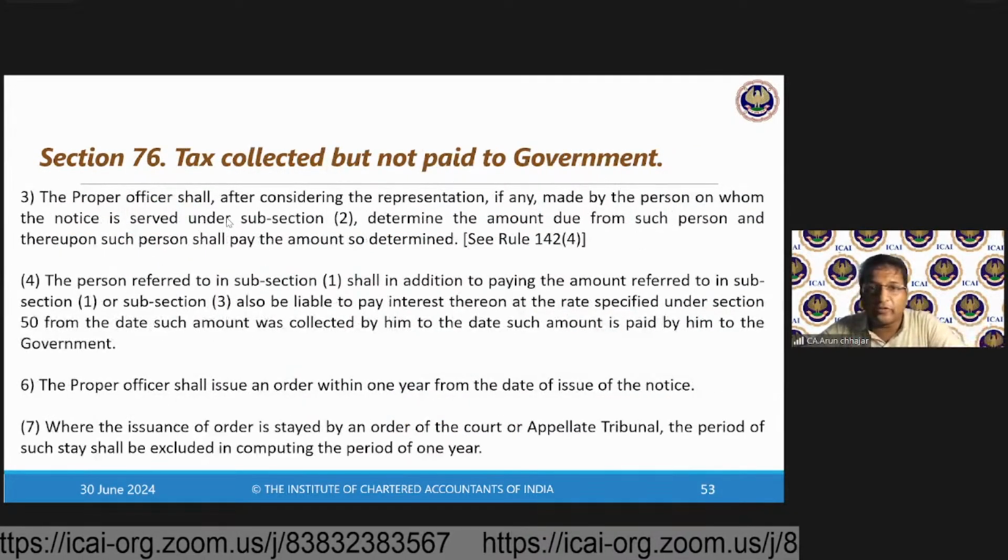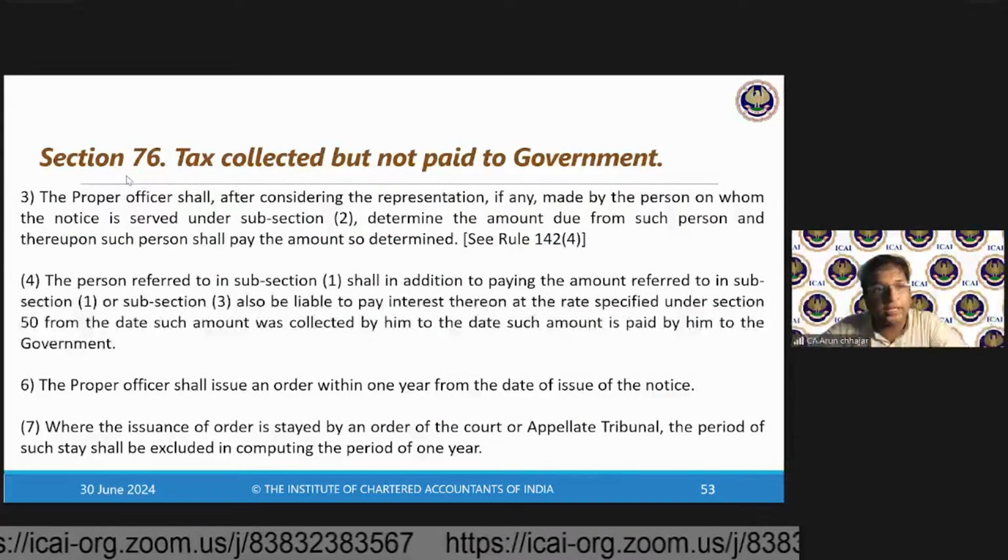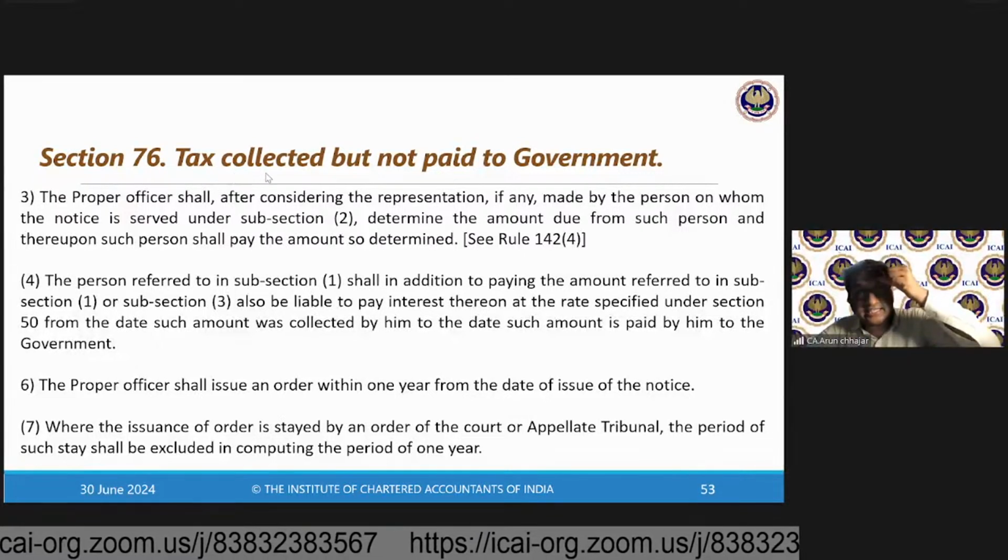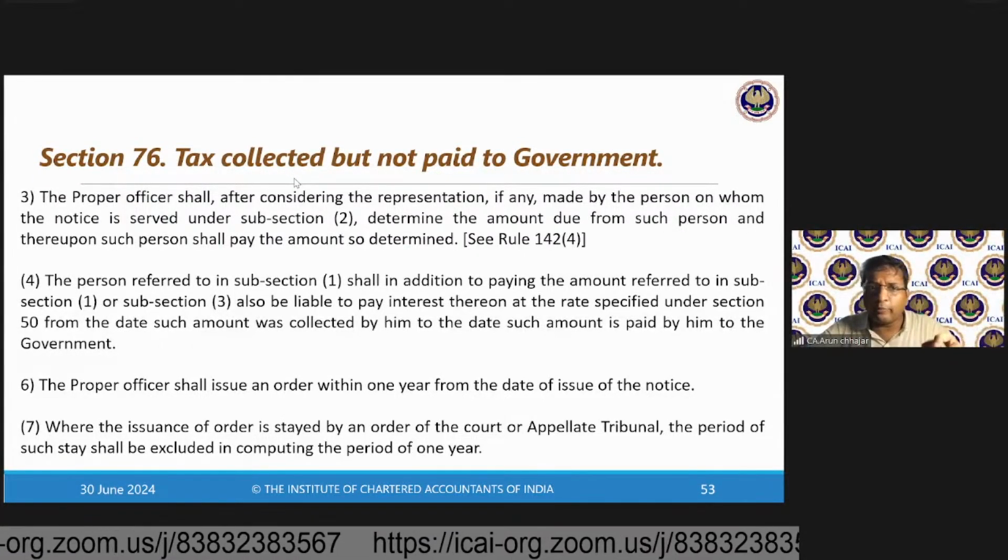So let's take a break of again 10 minutes and then we will resume with section 76, tax collected but not paid to the government. So allow me 10 minutes.